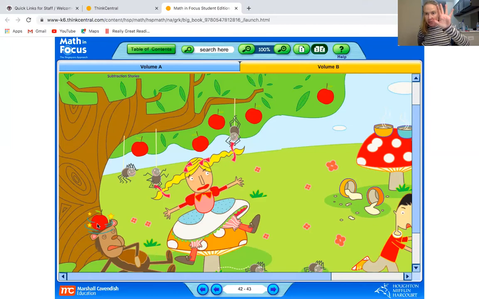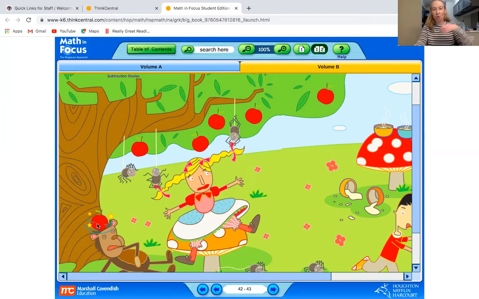So if I have 6 fingers up and I take 1 away, how many are left? 1, 2, 3, 4, 5. If you said 5, friends, you got it right. Awesome sauce. Mrs. Frey can also have a tower of 6. And if I take 1 away, I have 1, 2, 3, 4, 5 left. You see that? Okay, so 6 minus 1 equals 5.